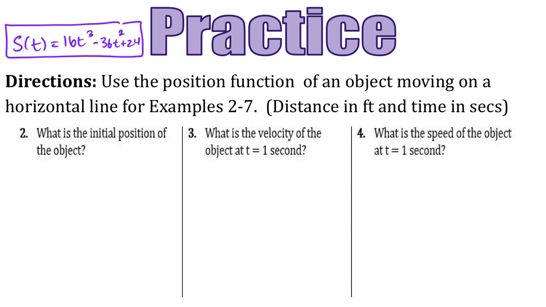All right, hopefully you had time to look through that. If I plug 0 into my position function, I get 24, and we're told here that we're looking at feet and seconds. So 24 feet is the initial position. What is the velocity of the object at t equals 1?